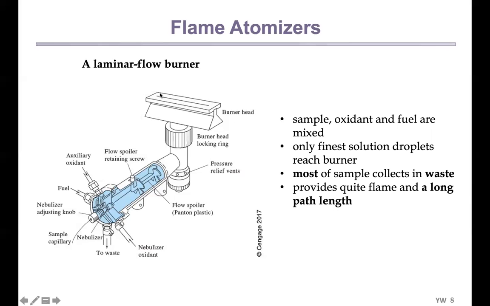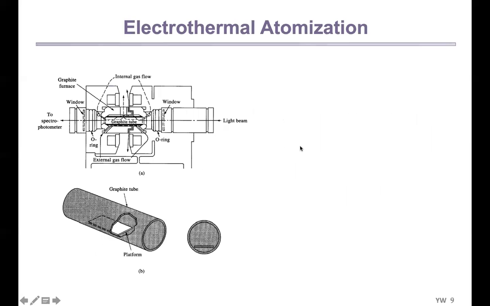And as I mentioned here, it's a long path length. Why do we want a long path length? We want the light to interact with the sample completely. So light will come from one direction and exit from the other direction. And when it travels along this long path length, it can interact with the free atoms from the sample completely.